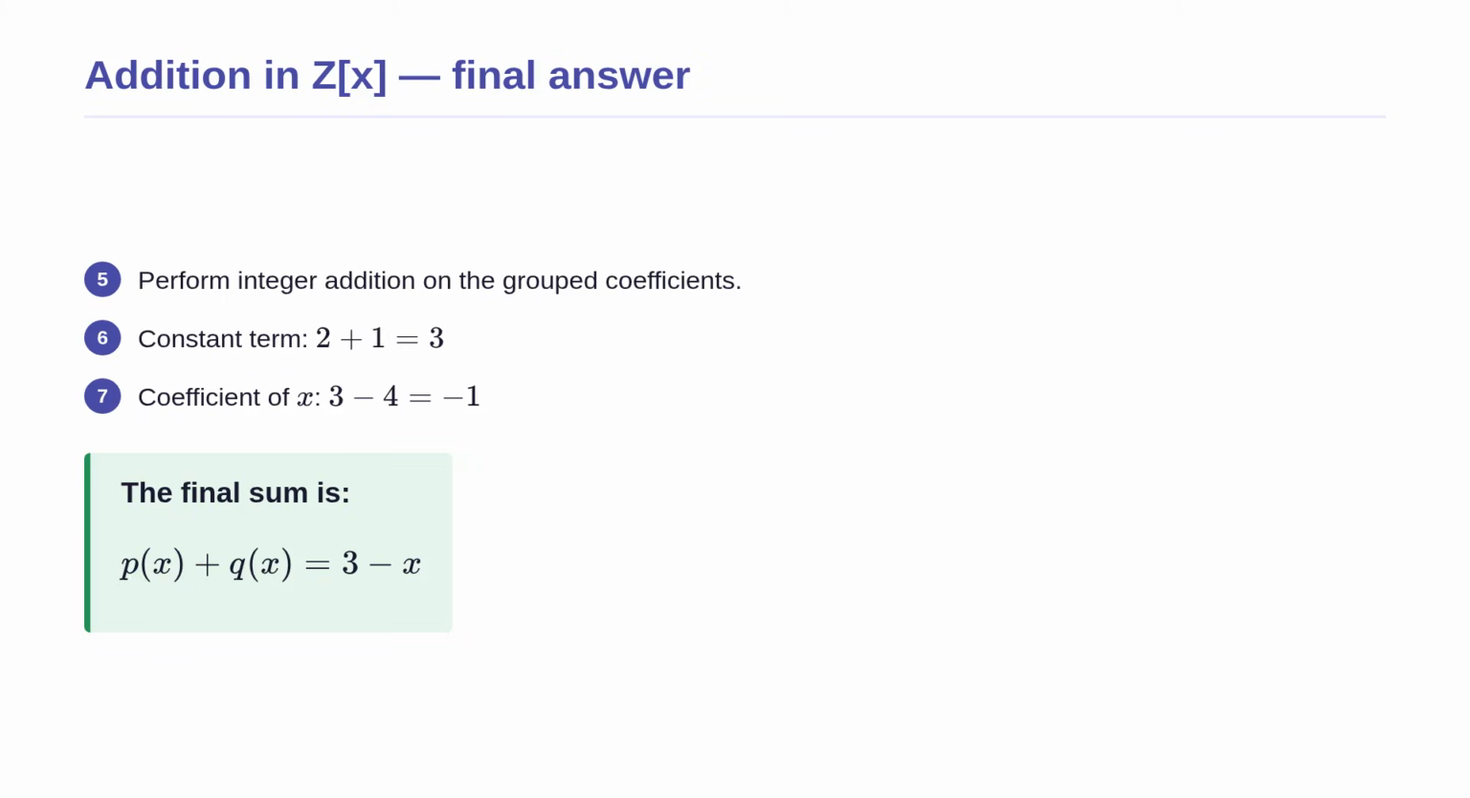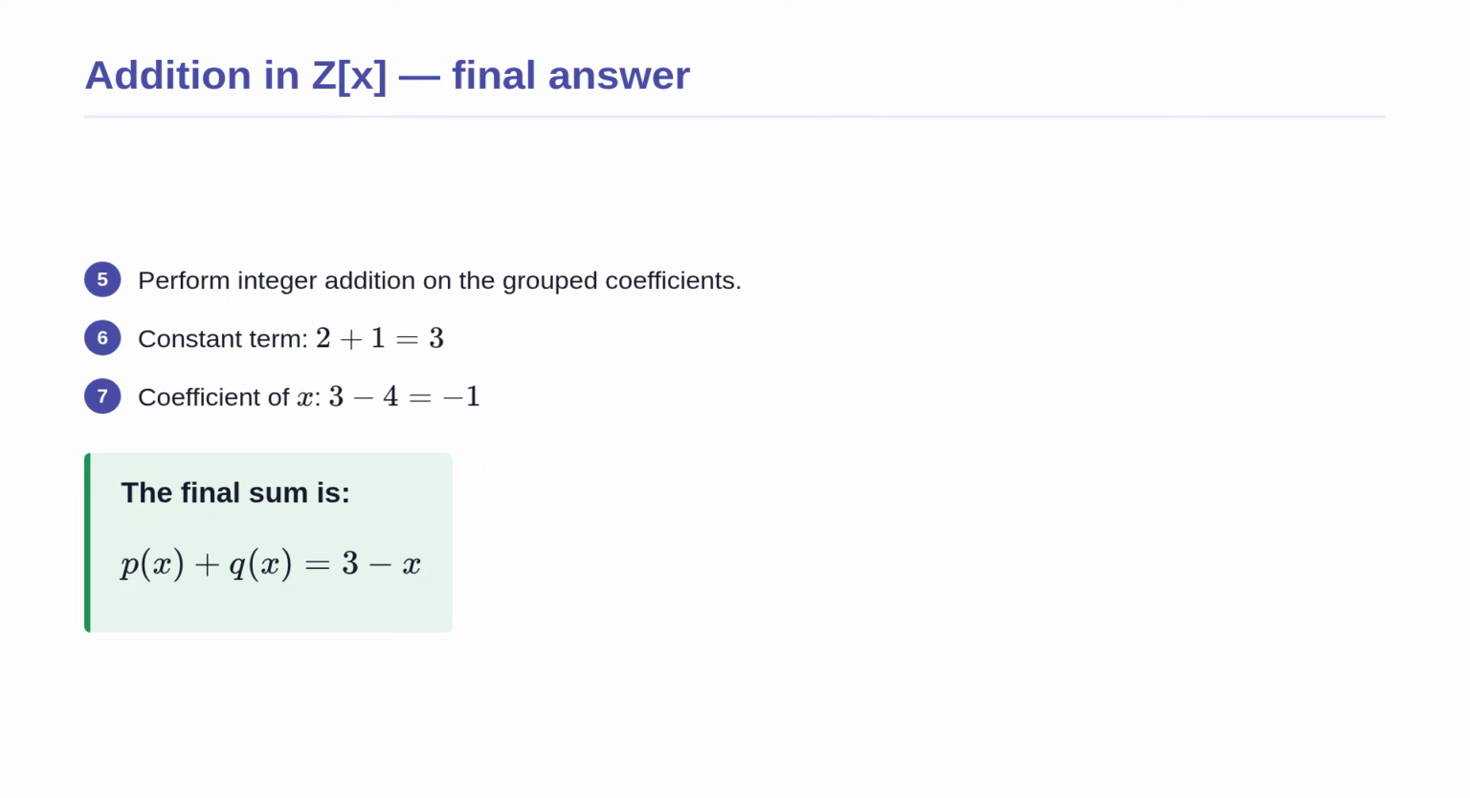Continuing with our addition, we now perform the arithmetic using the standard rules of integer addition. 2 plus 1 gives us 3 for the constant term. 3 minus 4 gives us negative 1 for the x term. These are simple operations happening entirely within the base ring of integers. Our final result is 3 minus x. Because 3 and negative 1 are perfectly valid integers, we have proven that the sum belongs safely inside our polynomial ring.